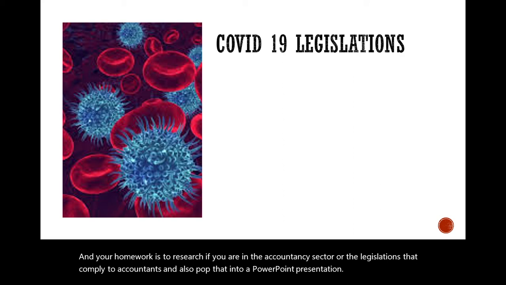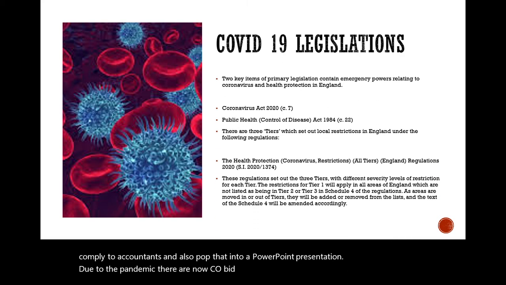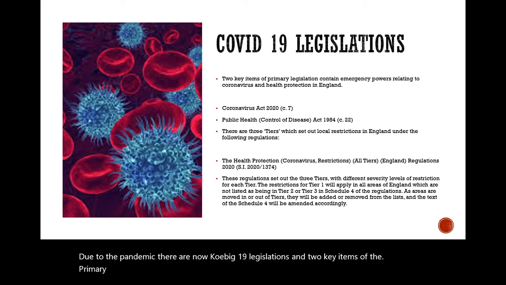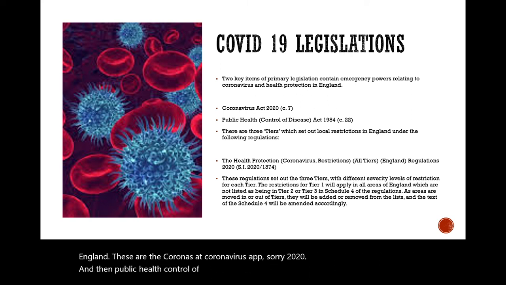Due to the pandemic, there is now COVID-19 legislation, and two key items of the primary legislation contain emergency powers relating to coronavirus and health protection in England. These are the Coronavirus Act 2020, and the Public Health (Control of Disease) Act 1984.